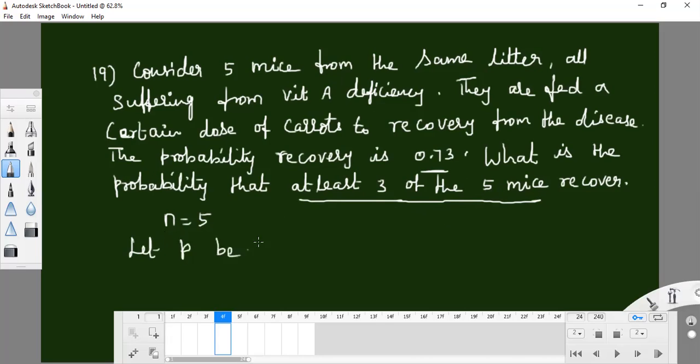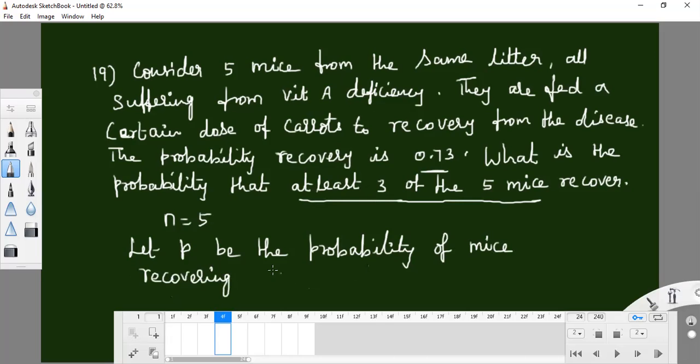Let P be the probability of mice recovering from vitamin A deficiency. So P equal to 0.73.